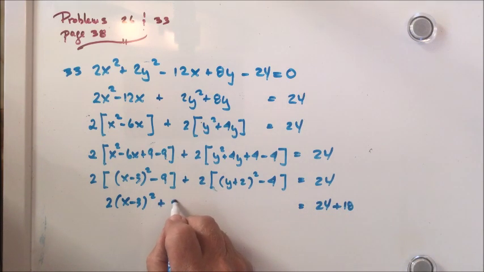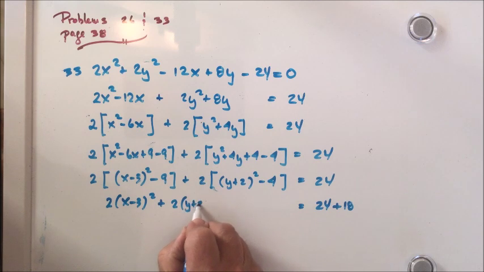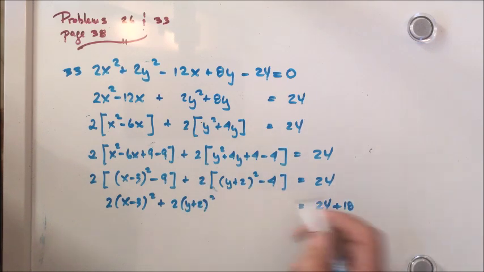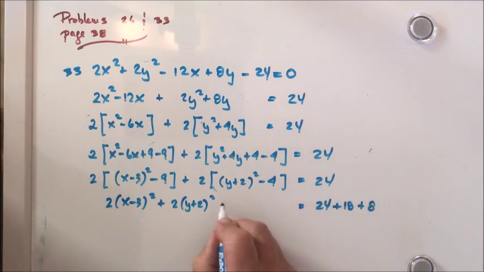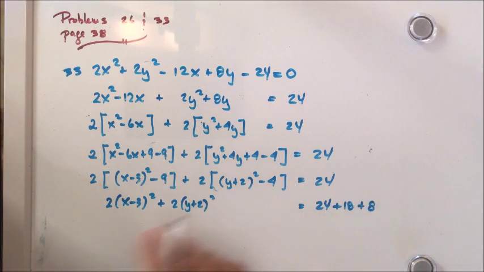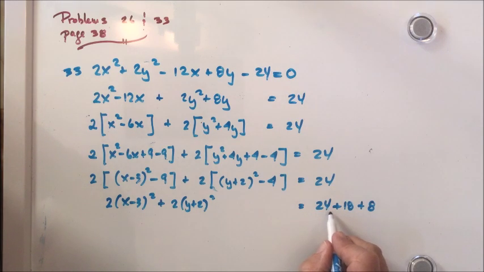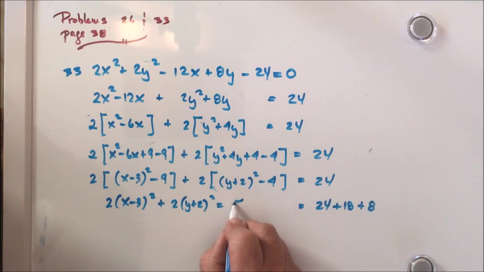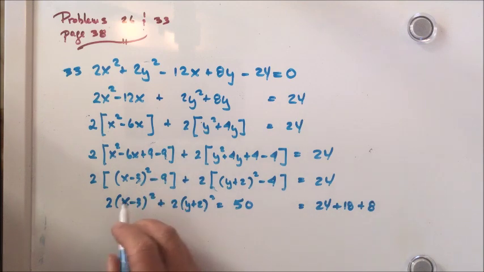Do the same thing here: 2 times the quantity y plus 2 squared. 2 times minus 4 is minus 8 on the left-hand side, which is plus 8 on the right-hand side. And so there's my equation. If I do this arithmetic, 24 plus 18 is 42, plus 8 is 50. And now to achieve standard form, all I've got to do is divide all the way through by 2.